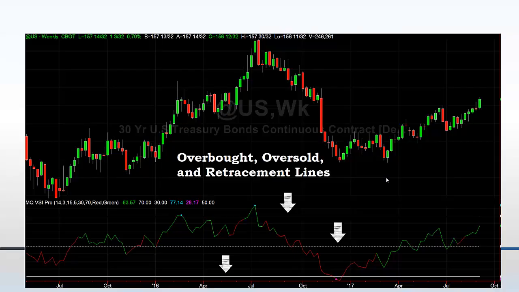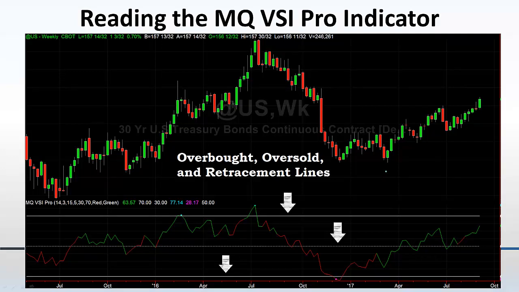Okay. So this is what it looks like. This is what we're going to be looking at when you're seeing the indicator. It's pretty simple. First thing you're going to notice are these lines here. You can see the arrows pointing to them, but I'll draw some more. We have our overbought line right there at the top. We have oversold at the bottom. And then we have our retracement line in the middle.